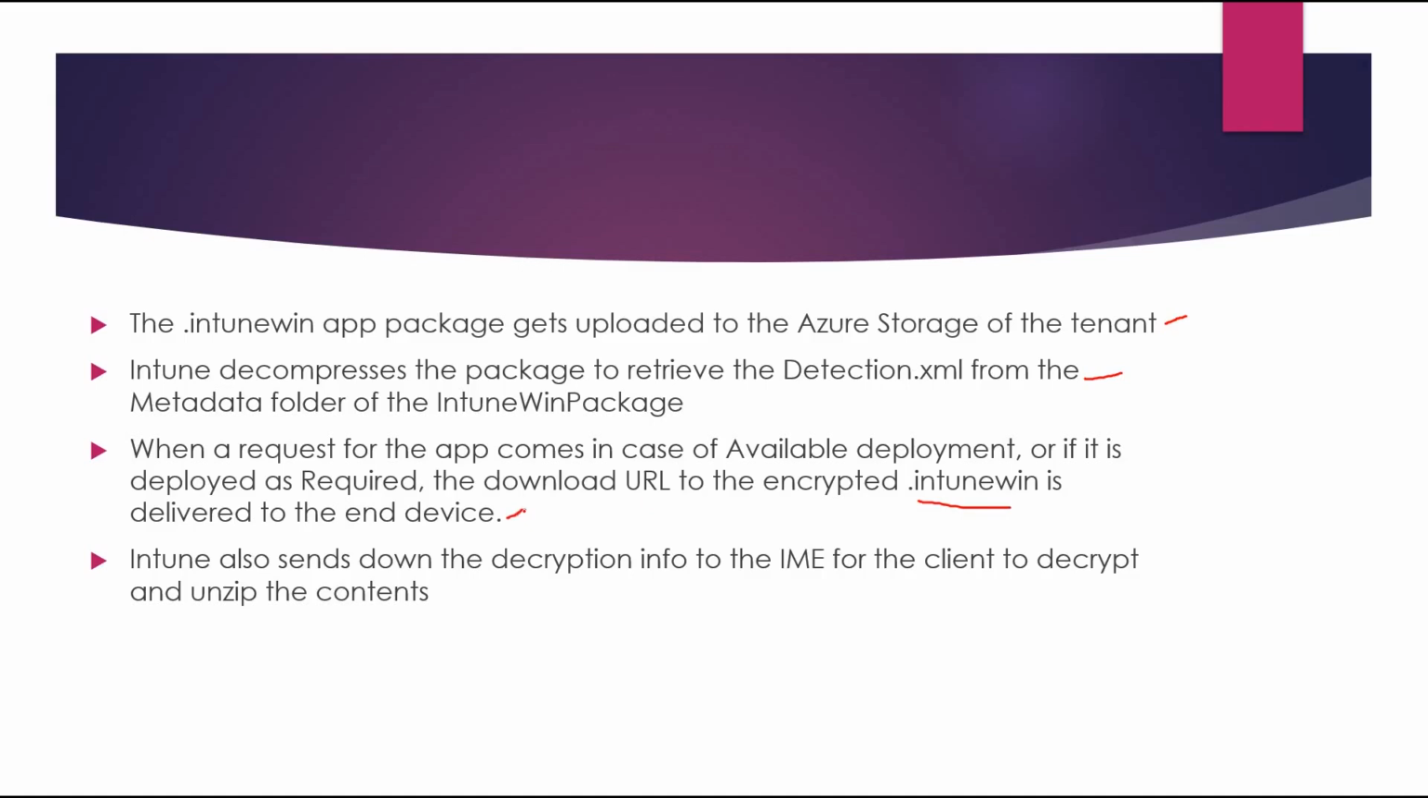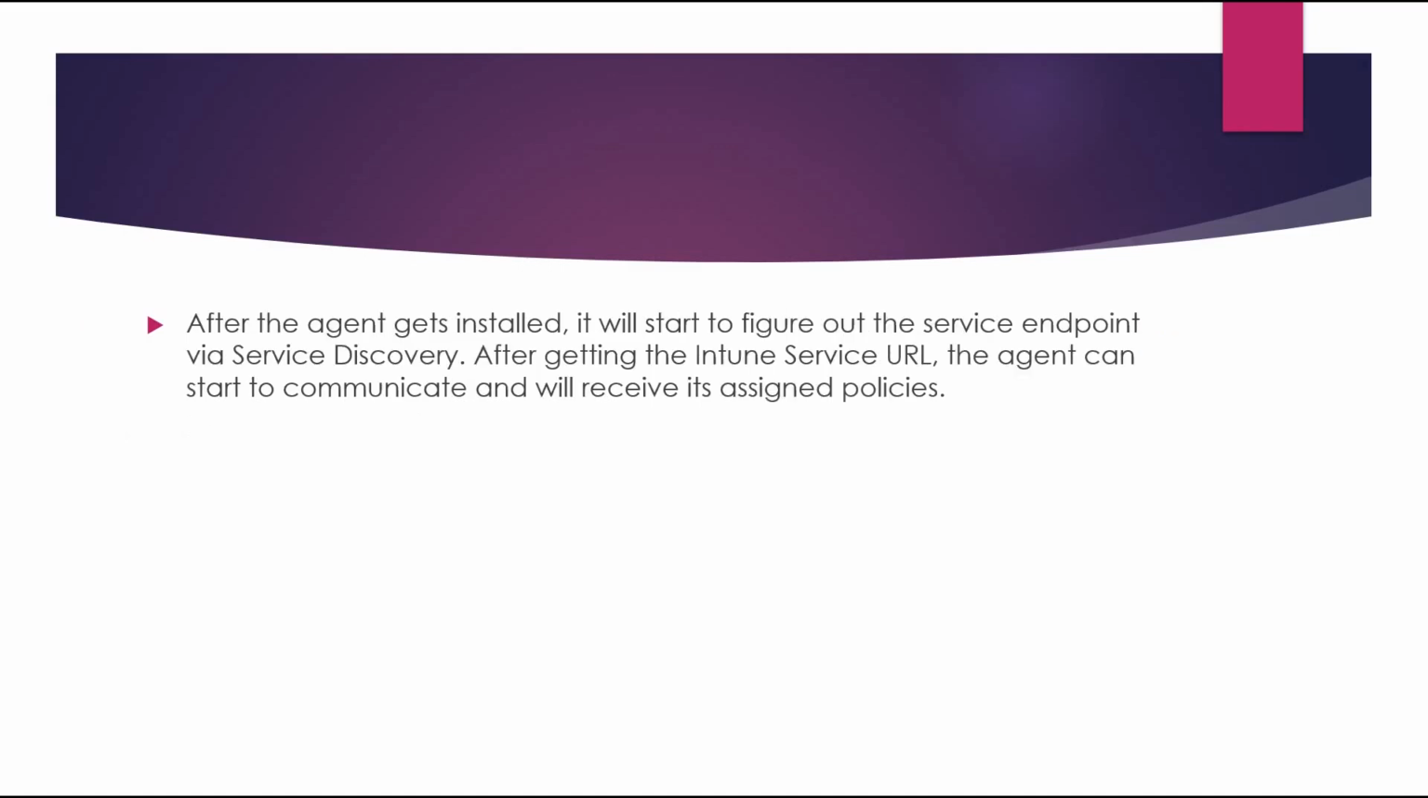The agent, which in this case is the IME, gets hold of those URLs, downloads the file, downloads the policies, and then takes it up from there. Intune also sends the decryption information to the IME for the client to decrypt and unzip the content. After the agent gets installed, when I say agent, I'm referring to the IME, it will start to figure out the service endpoints via service discovery. It reaches out to the CDN. After getting the Intune service URL, the agent starts to communicate and receives the assigned policies. We will see all these flows and stages again when we take a look at the logs.